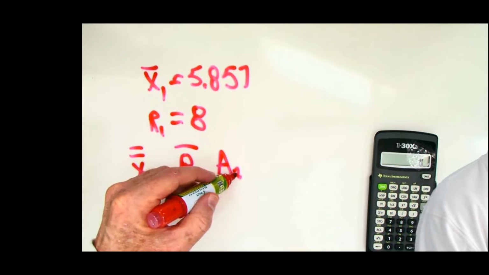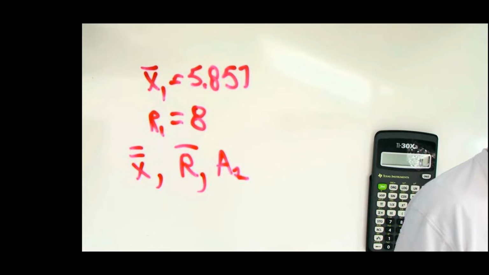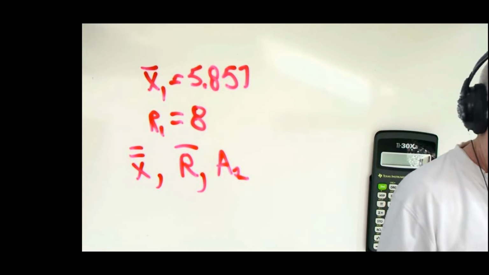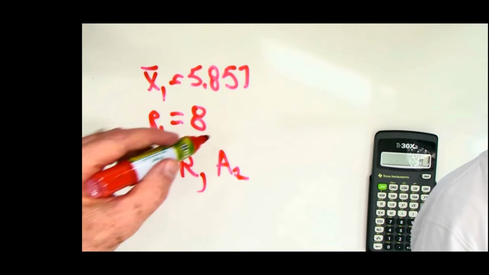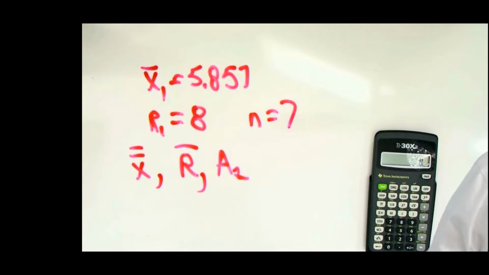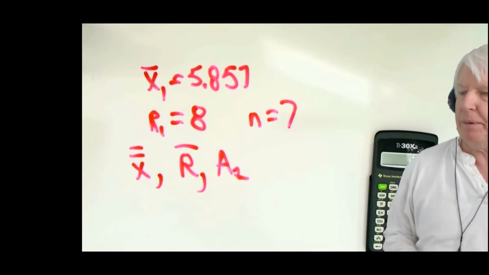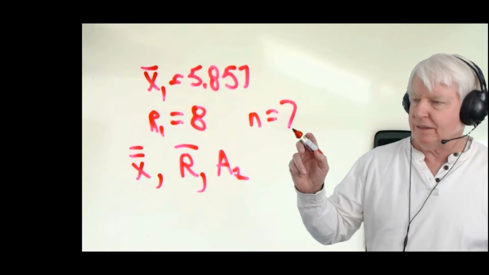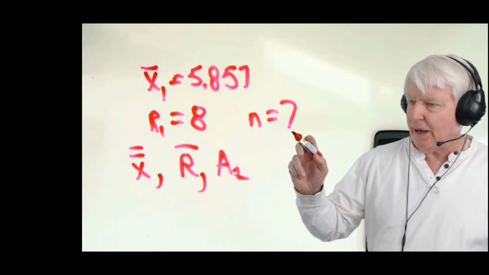What sample size did we have? That was 6 or 7. 1, 2, 3, 4, 5, 6, 7. N equals 7. Okay? And then you'll go to that table where you can look up your A2 constant for a sample size of 7. Are you okay with that?